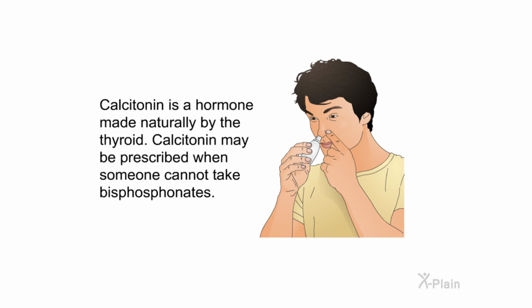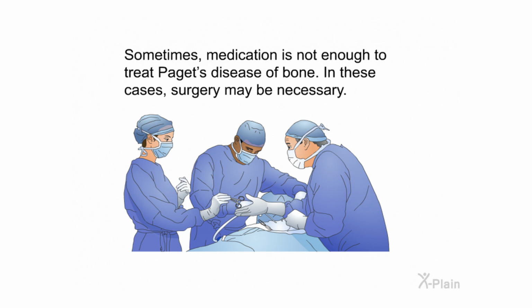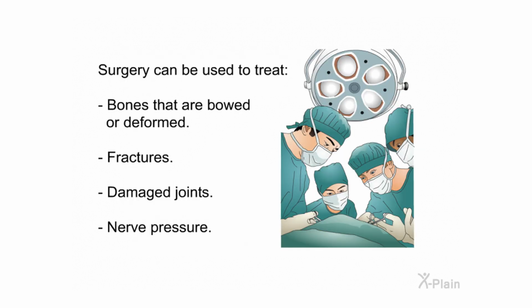Calcitonin is a hormone made naturally by the thyroid. Calcitonin may be prescribed when someone cannot take biphosphonates. Sometimes medication is not enough to treat Paget's disease of bone. In these cases, surgery may be necessary. Surgery can be used to treat bones that are bowed or deformed, fractures, damaged joints, nerve pressure.